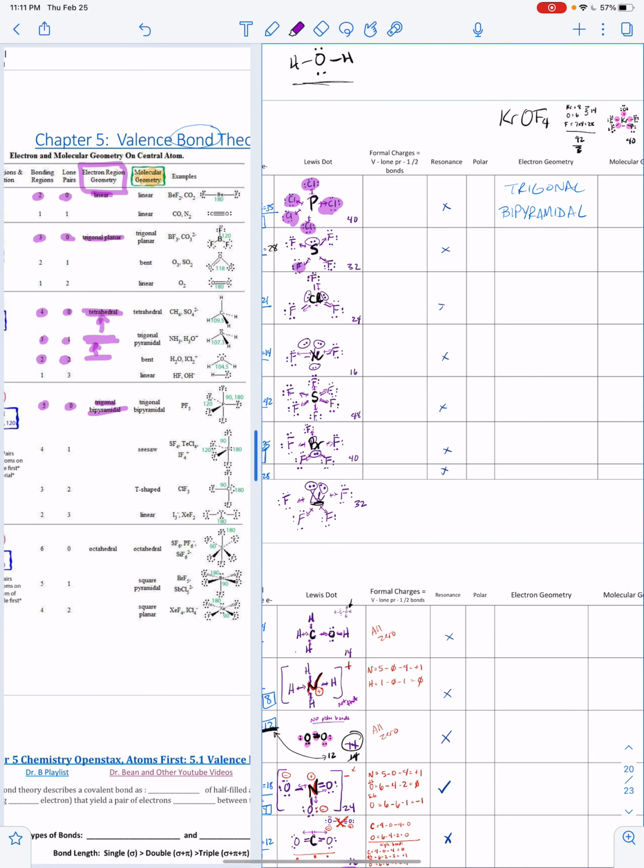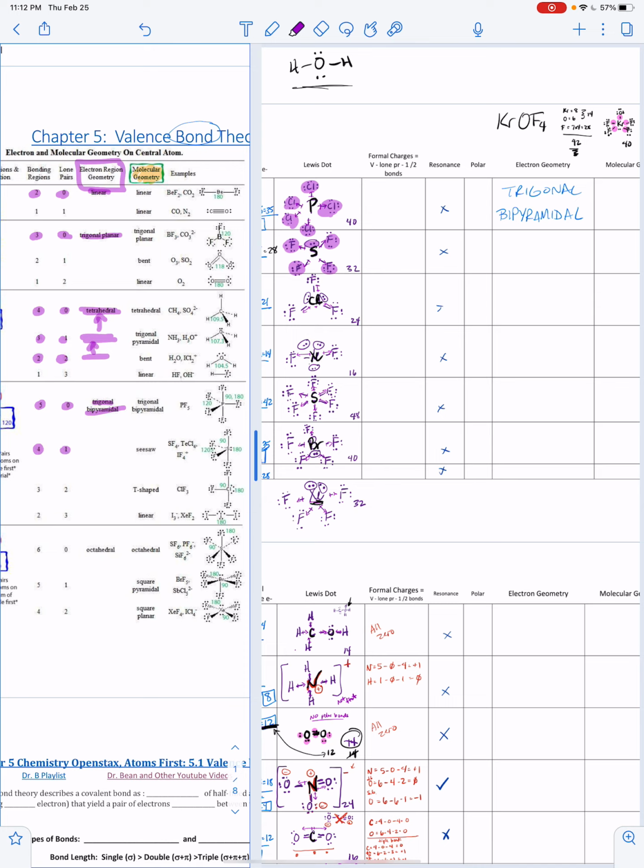And then we have 1, 2, 3, 4, 5. So again, 5 regions. Let me say that again. There are 4 bonding regions, and then there's a lone pair. 4 and a lone pair. Notice it is still trigonal bipyramidal because it's a total of 5 regions.